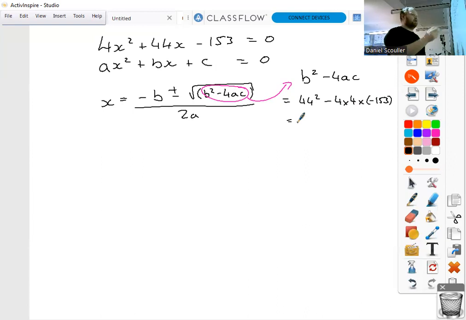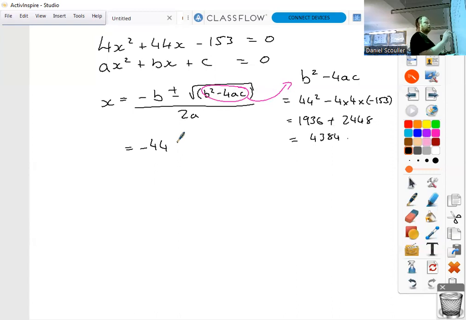44 squared is 1936. Minus 4 times minus 153 times 4 is going to give us a positive. Okay, just be careful with that. I'm just going to find the answer out. 4 times 4 times 153, 2448, plus 1936. Okay, and then we put that back in here.